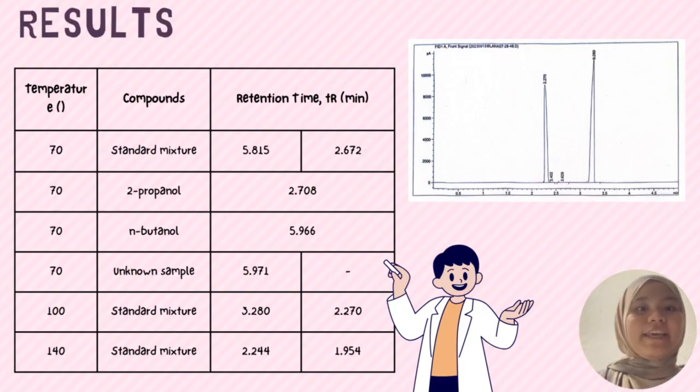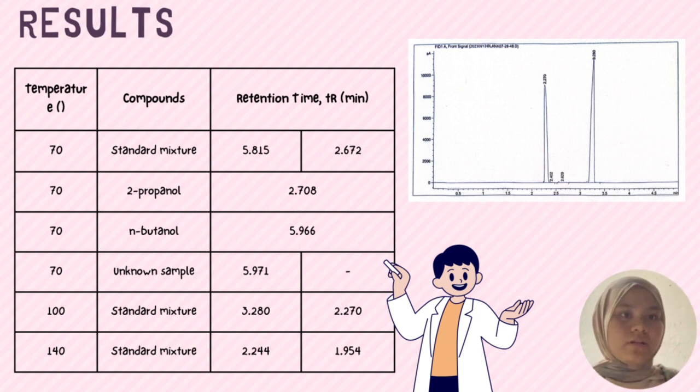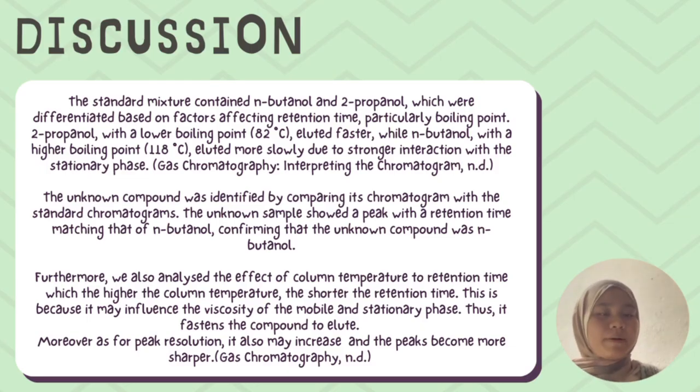So, as you can see in this result, all of these compounds that were analyzed have shown chromatograms where the retention time is longer for N-butanol than 2-propanol. So, why does this happen? This is because the boiling point affects the retention time. 2-propanol has a lower boiling point, which is 82 degrees Celsius, so it evaporated faster. In contrast, N-butanol has a higher boiling point of 118 degrees Celsius, causing it to elute more slowly due to stronger interaction with the stationary phase.